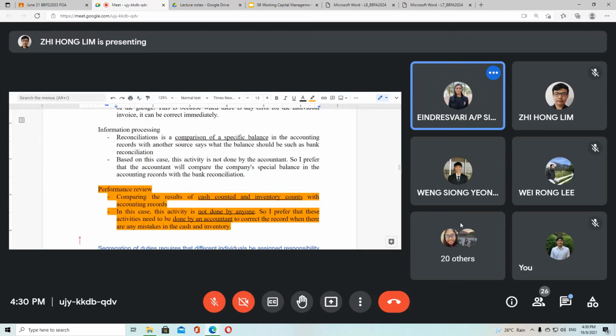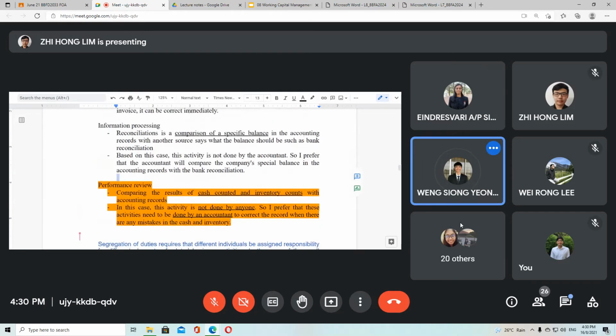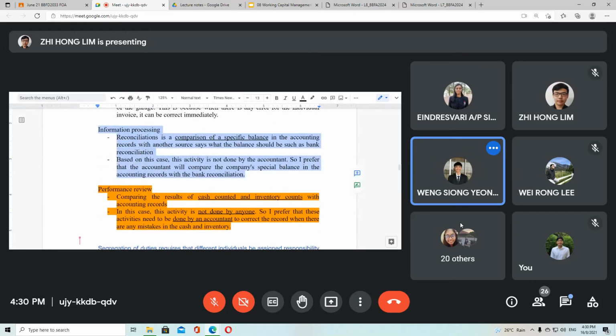Next, the last internal control system is the information processing. So reconciliation is a comparison of a specific balance in the accounting record with another source, to say what the balance should be, such as bank reconciliation.